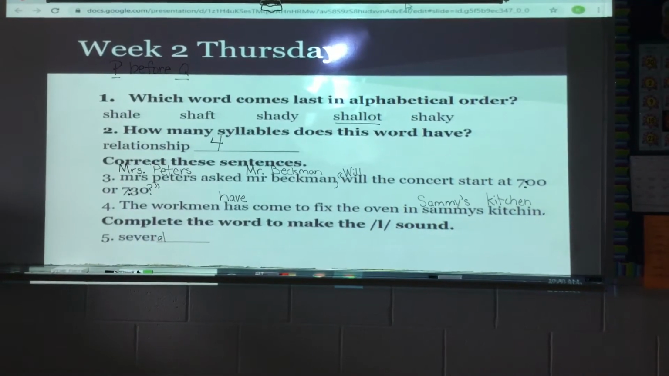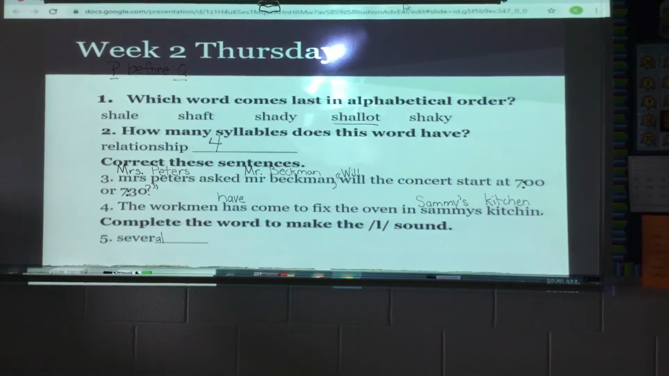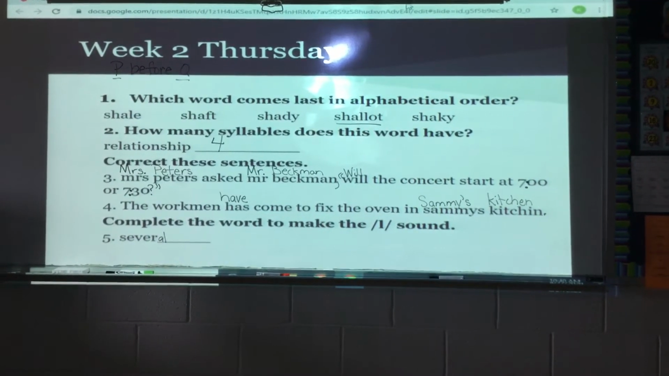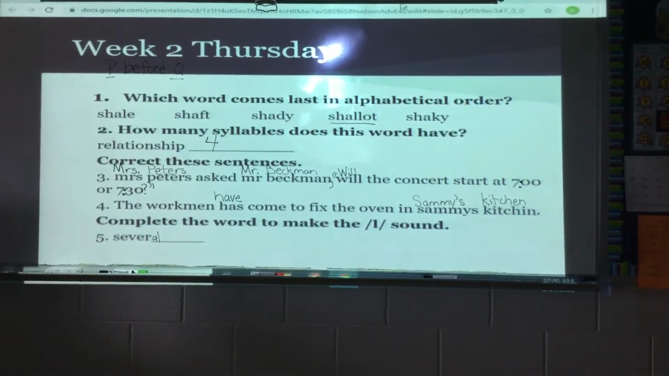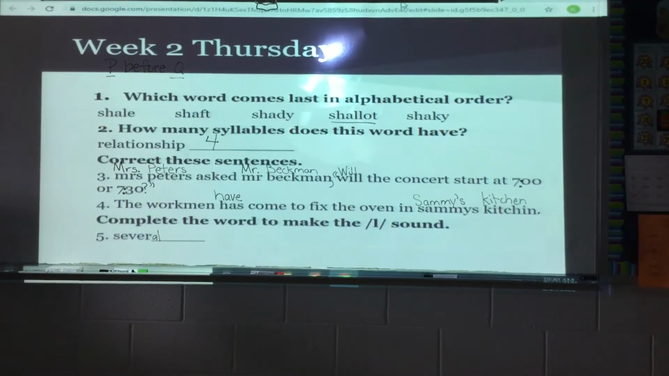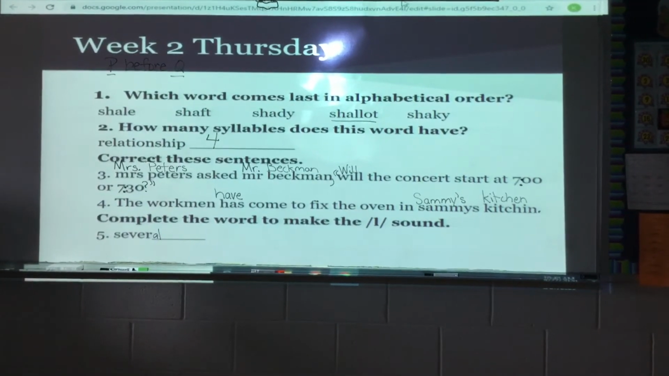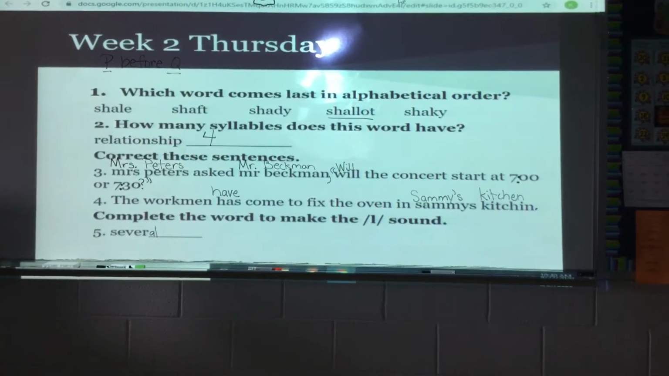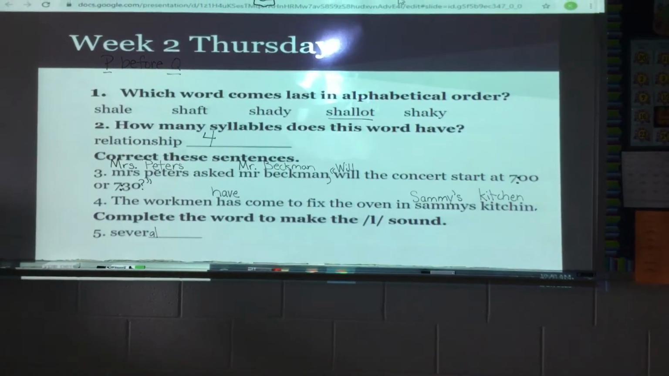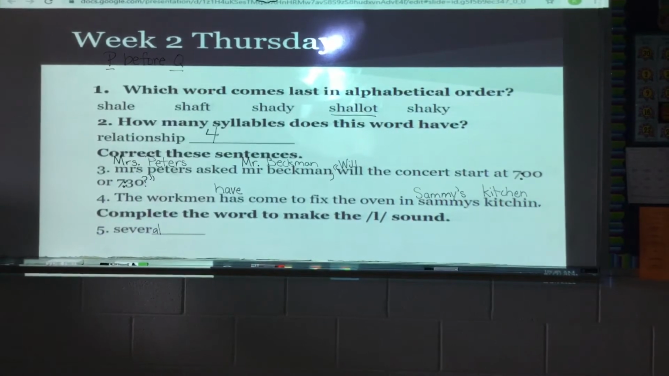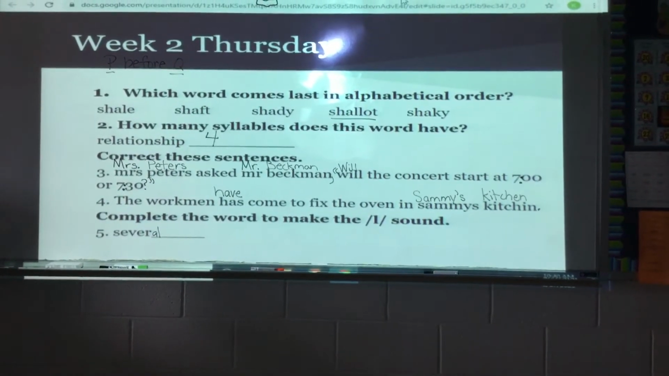Now there's a reason that there's a comma after Mr. Beckman. This sentence is actually a sentence with a direct quote. That means we know the exact words that are being spoken. In this sentence, Mrs. Peters is our speaker. She is speaking to Mr. Beckman. She tells him or asks him, will the concert start at 7 o'clock or 7:30? So the words that came out of Mrs. Peters' mouth need to have quotation marks around them.